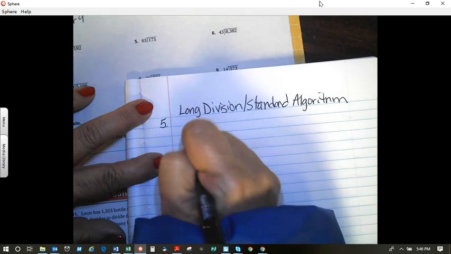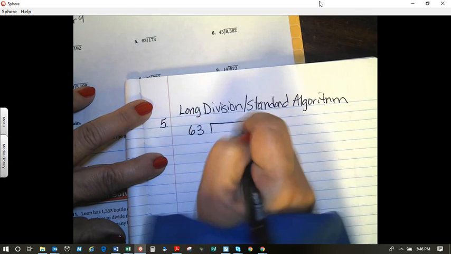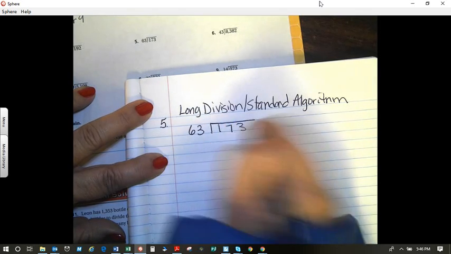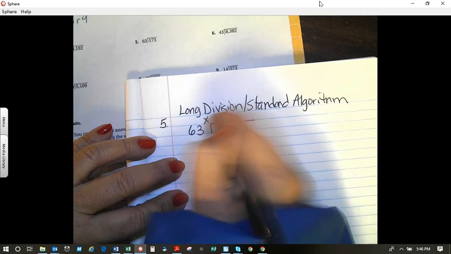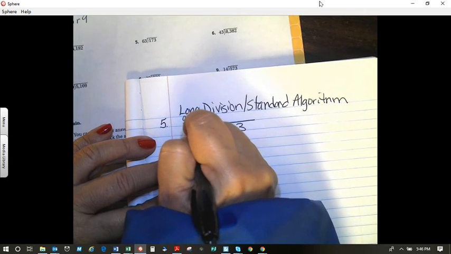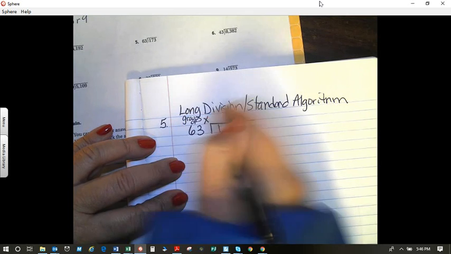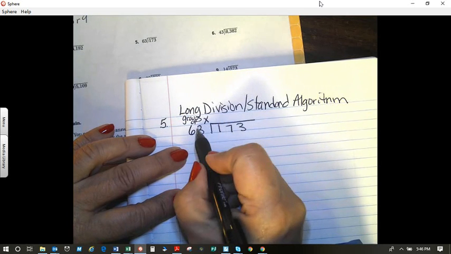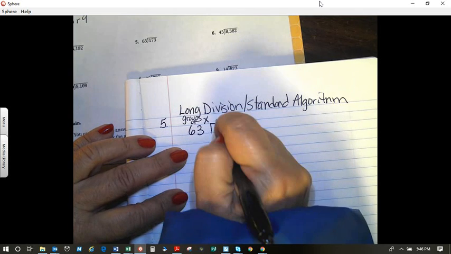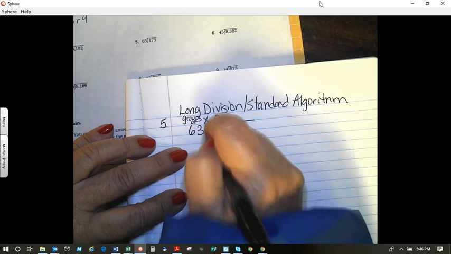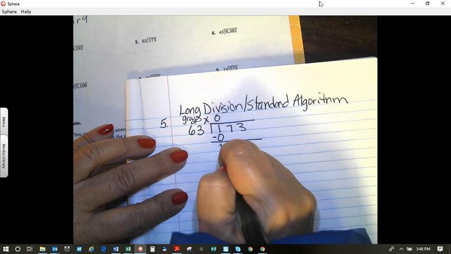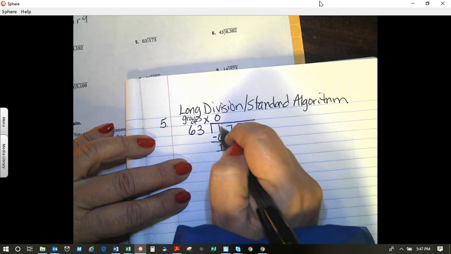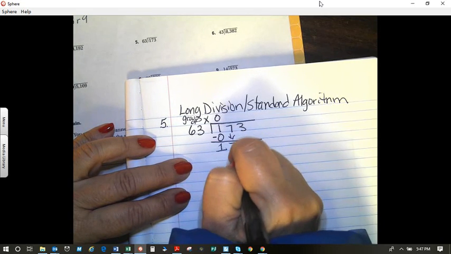Okay, and so my equation, I have 63, it's 173. My multiplication sign goes here, it's groups of. So how many groups of 63 goes into 1? The answer is 0, 0 times 63 equals 0, and that becomes a 1. So I take 0 from 1 is 1, bring down my 17.